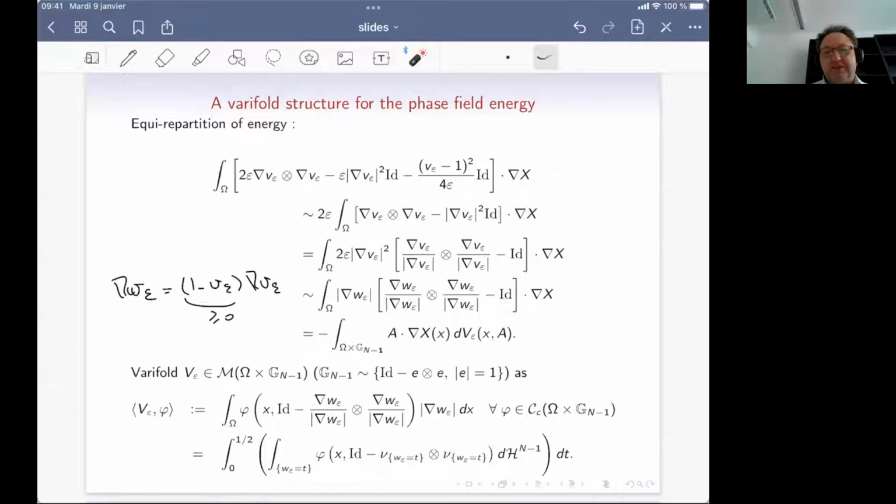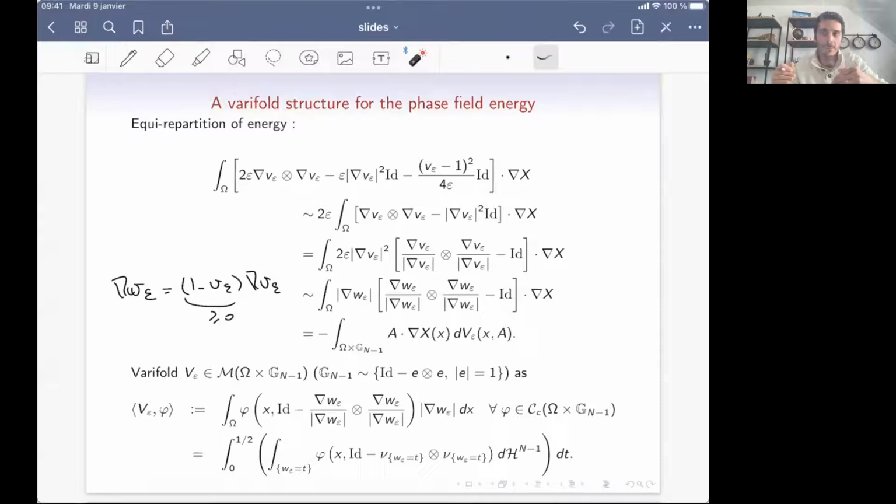Okay. Thank you. So what is a varifold in a few words? When you have a set, you can naturally associate to this set the measure restricted to this set. So you have information just on the position of the set. But when you want to recover first order information, which is what we do when we write the Euler-Lagrange equation, it is natural to also encode information on the tangent plane to this set, to this surface.